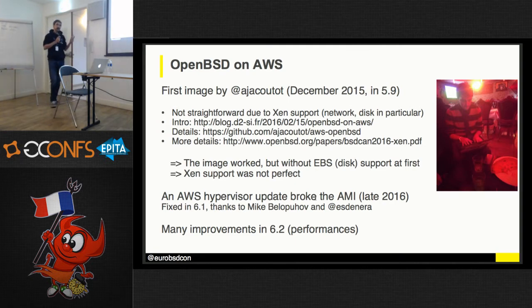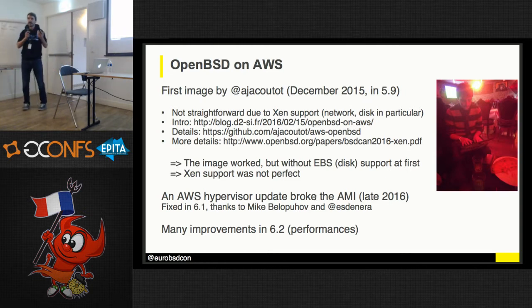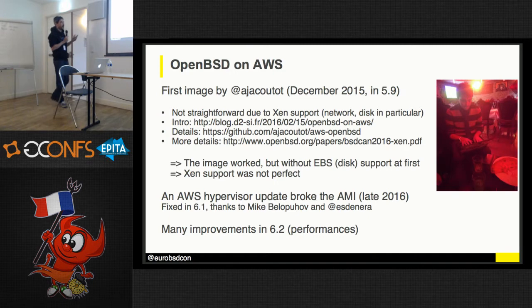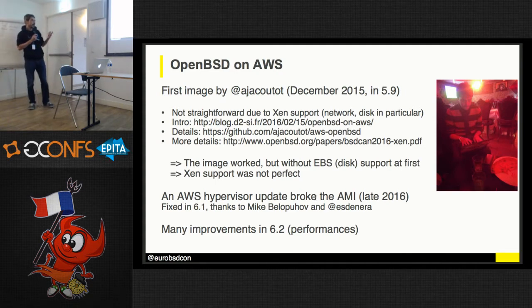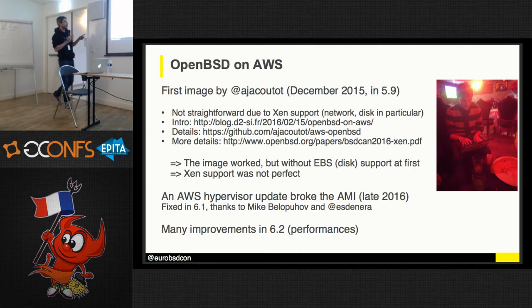We had a big surprise at the end of 2016 when suddenly some OpenBSD machines were not starting. When we were starting an instance on AWS with the same image, in some cases it was not working. It was very surprising. What was happening is actually that AWS did a change in the hypervisor, and some primitives from Xen were not supported. This was fixed in probably January 2017, and the fix has been available since 6.1.